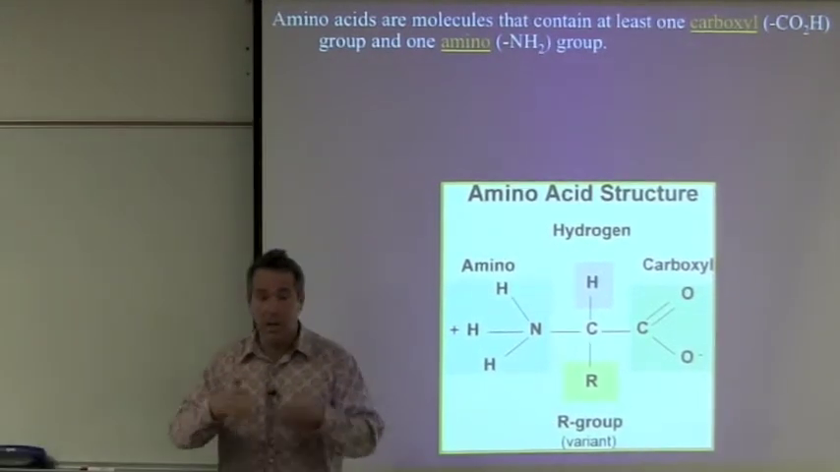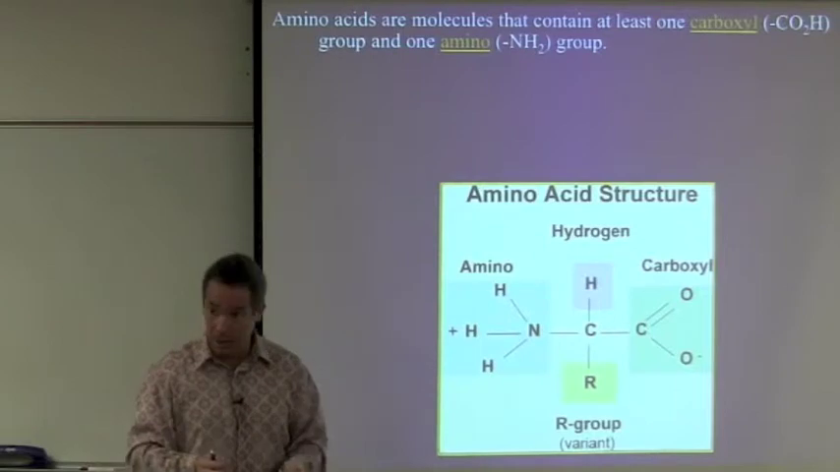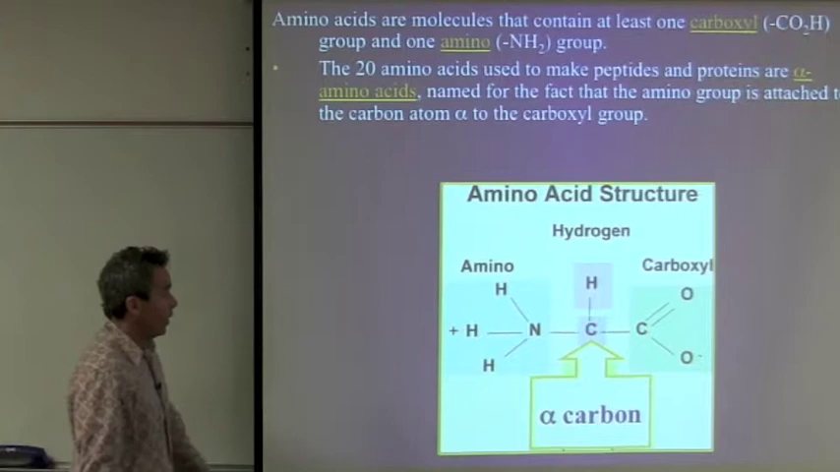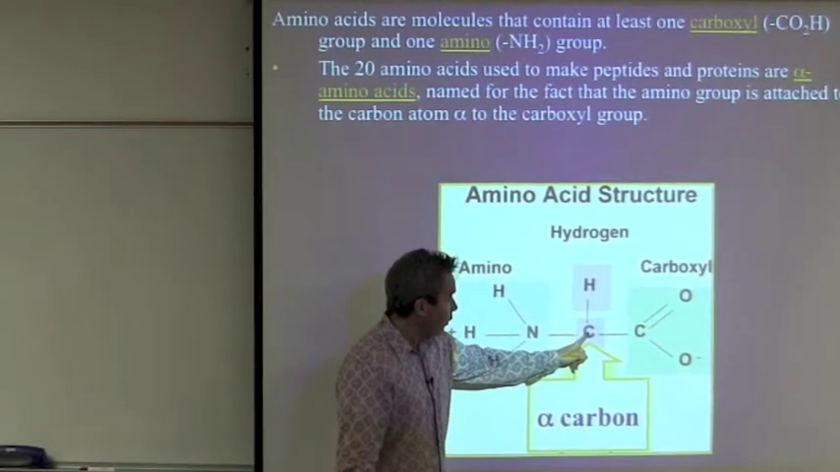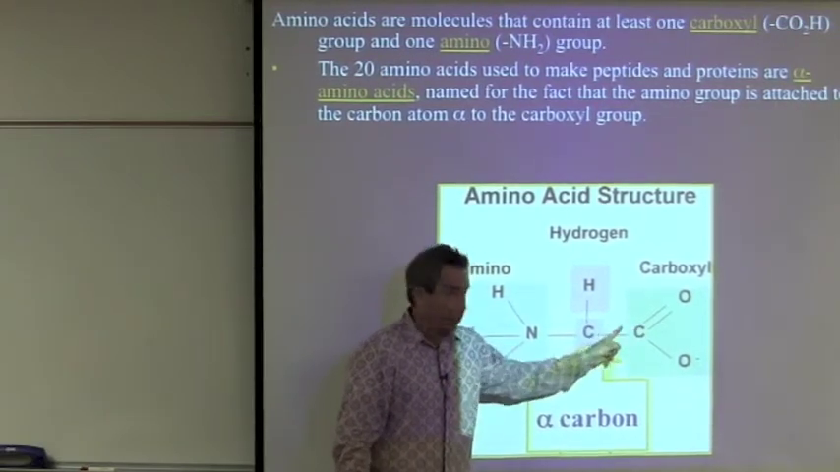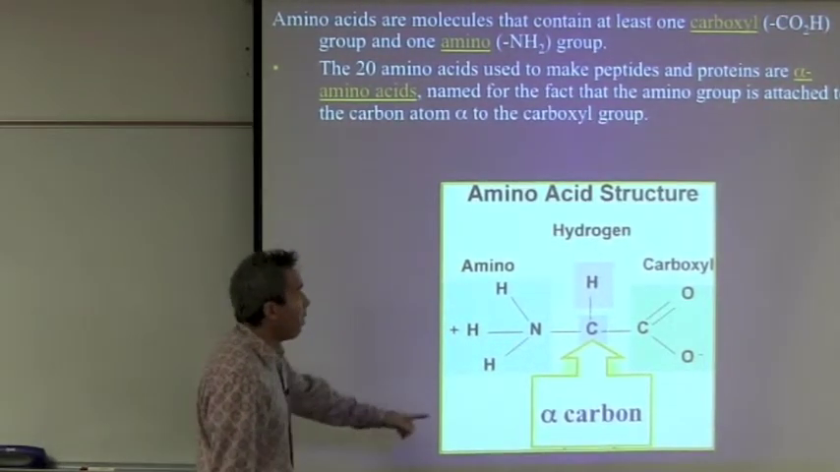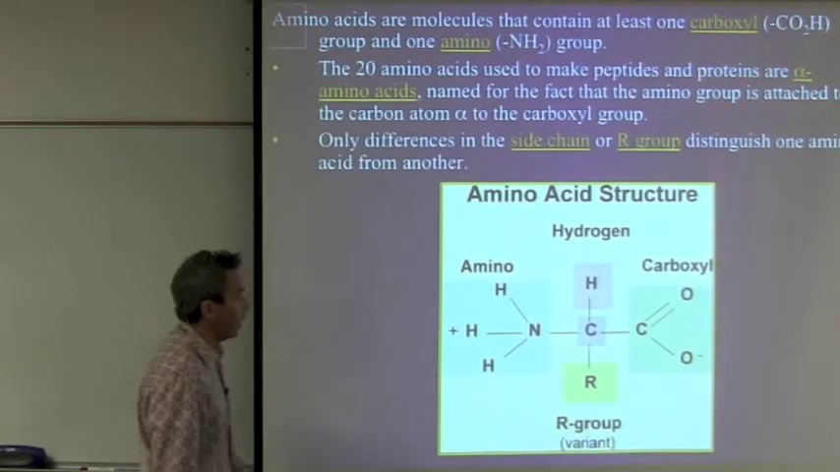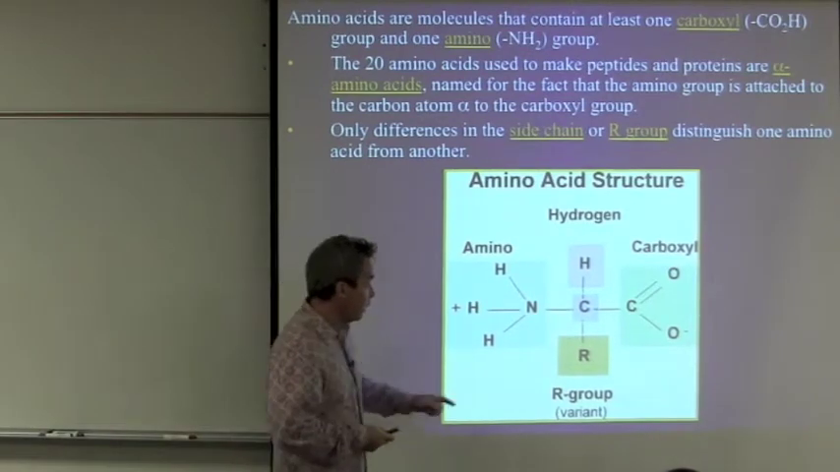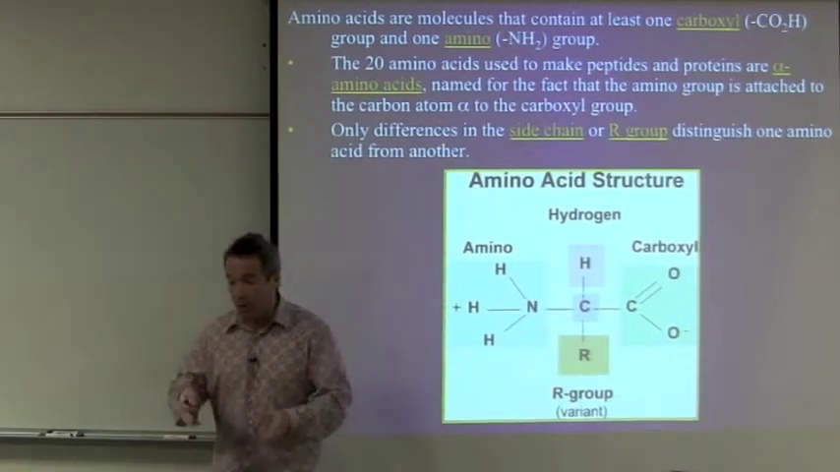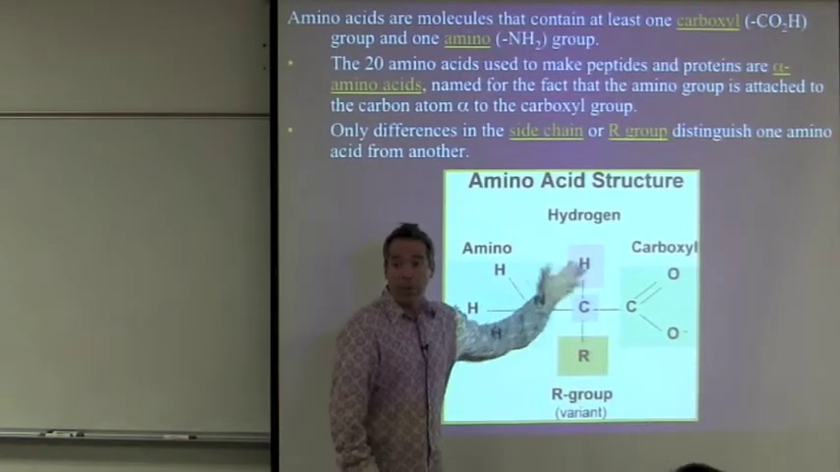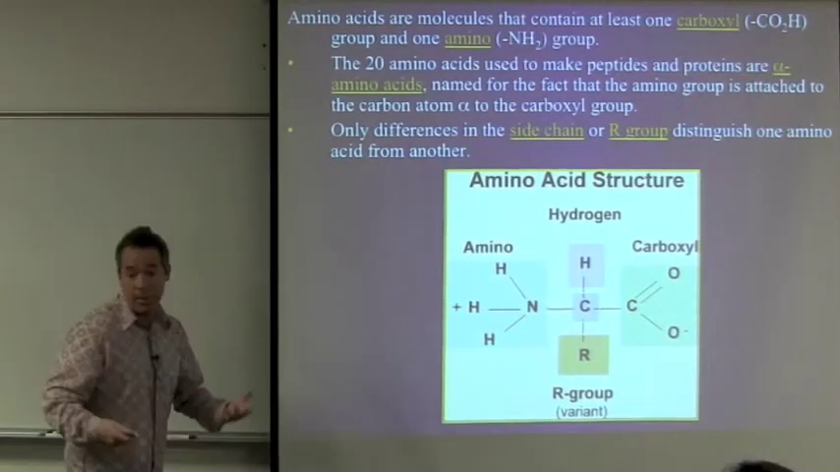We're going to see 20 common amino acids that commonly occur in nature. We call these alpha amino acids because this carbon right here is called the alpha carbon. The alpha carbon is the carbon that's next to a carbonyl group. So that's the alpha carbon. And on this alpha carbon is where we have the side chain, or the R group. The only difference between the various amino acids is the organic group, and it varies from amino acid to amino acid. The R group gives that particular amino acid its identity, its name.